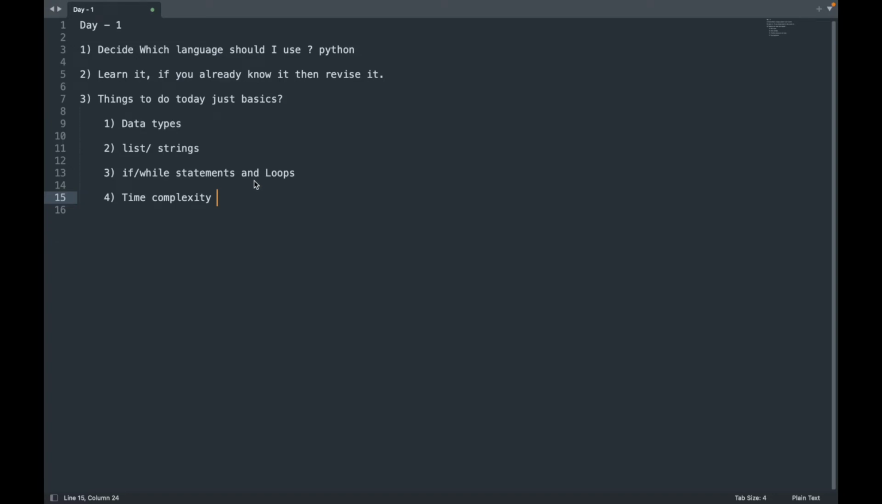In day one, I'm going to choose a language. So I need to decide which language I should program it in. I choose Python. You can choose any kind of object oriented programming language such as C++, Java or Python. I choose Python because I'm already familiar with it. And learn it if you don't know it, so go through the videos, right?